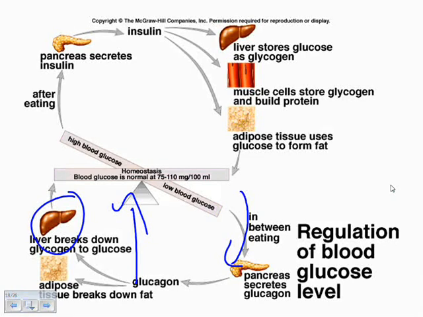Also know that glucagon raises blood sugar, and it does it by causing your body to use fat to make sugar, and it also causes your body to break down glycogen in the liver, release that glucose into the blood.